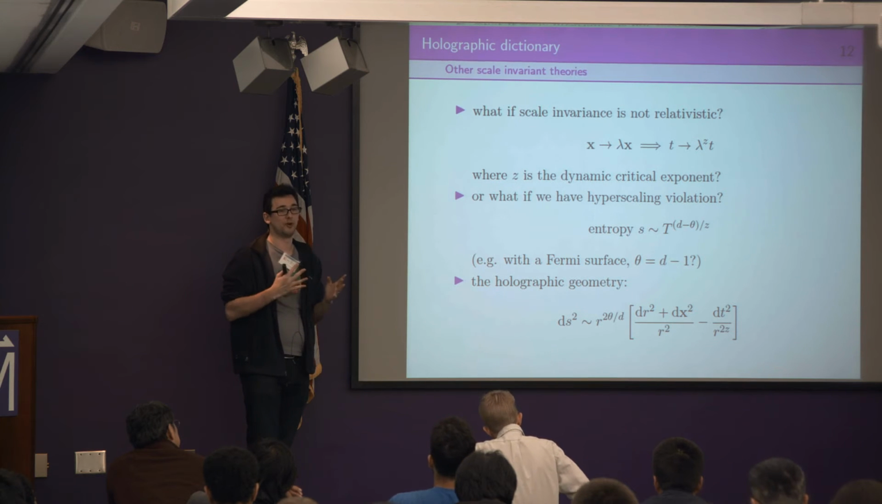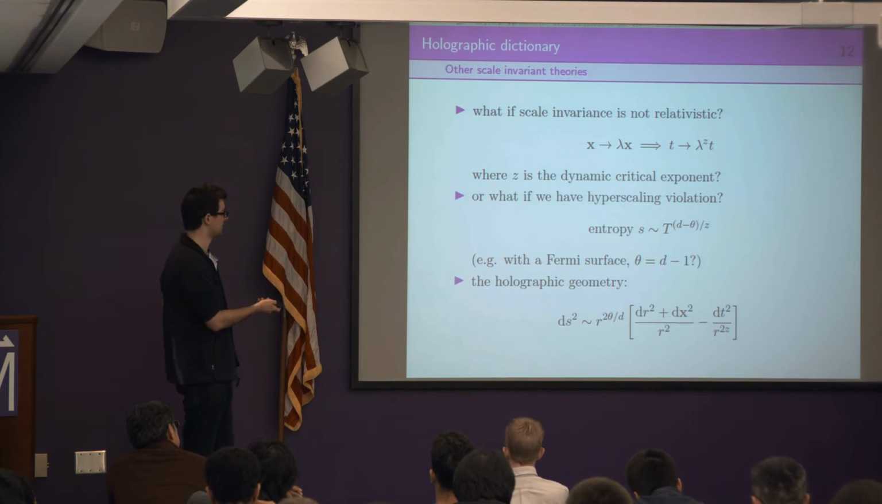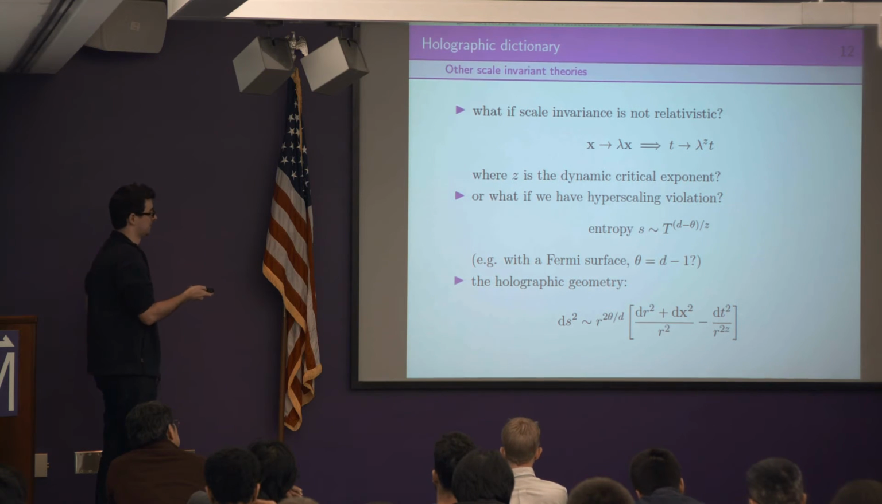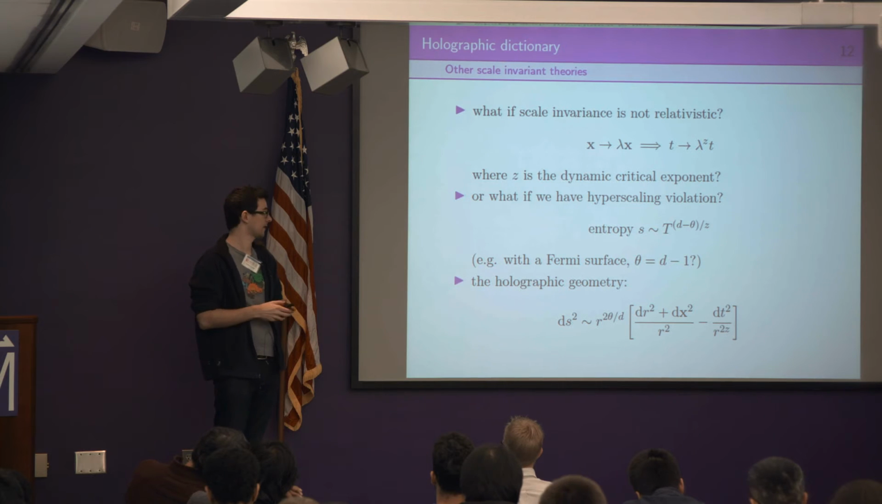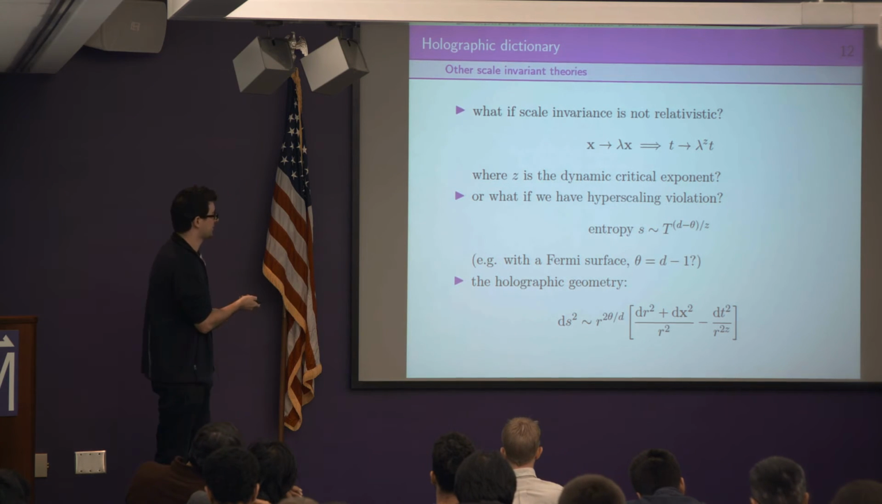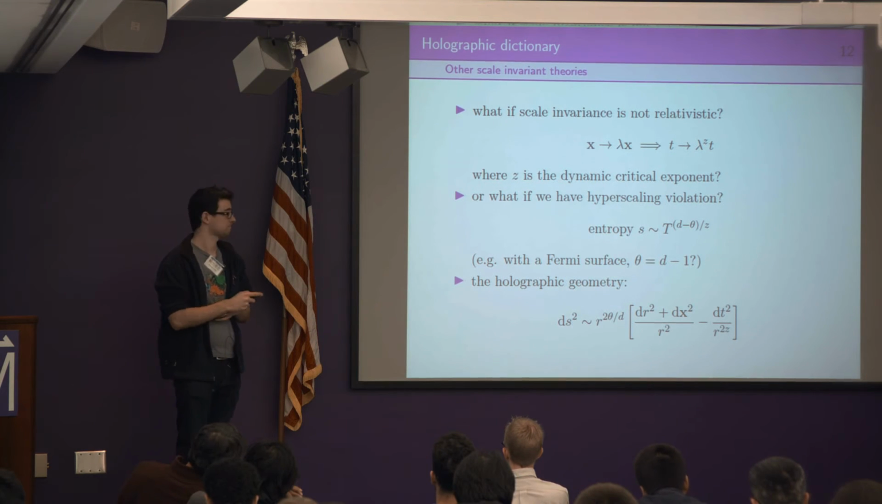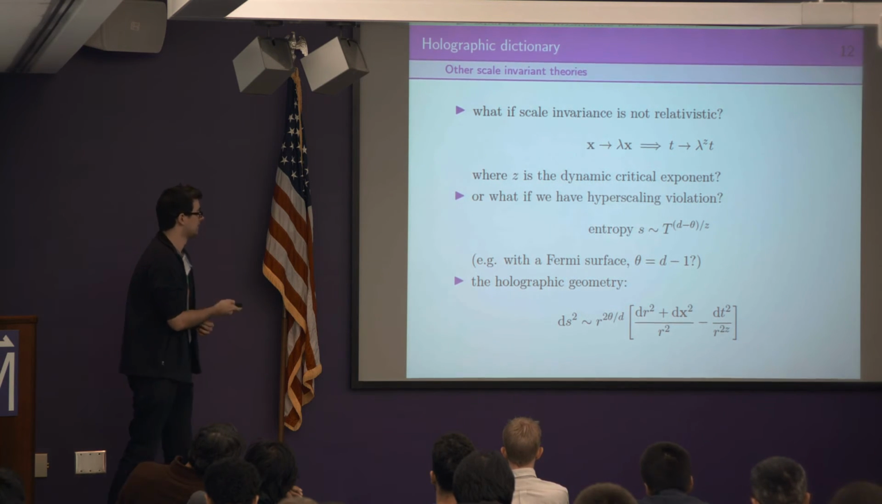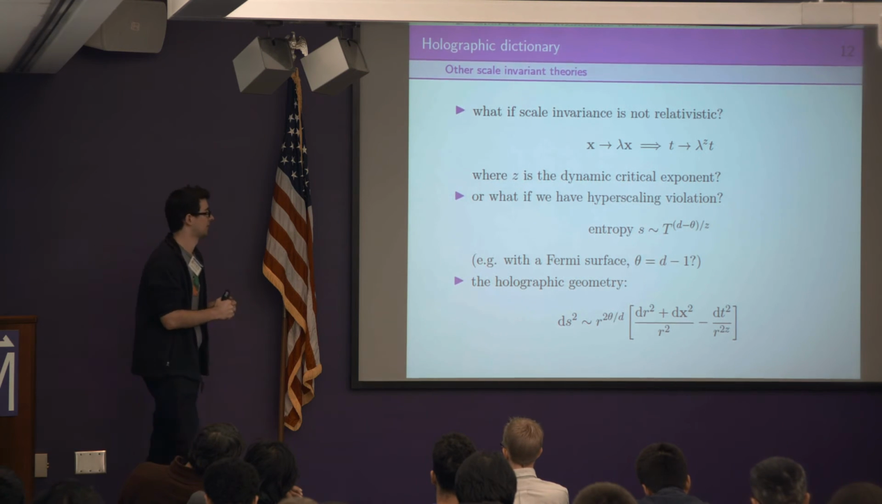I won't tell you what the bulk action is because I don't think anyone would really appreciate that. But you can write down metrics, and they're not too much more complicated than AdS. Okay? Like for the AdS metric, this metric is covariant under all of these scale transformations. So this geometry is encoding the symmetries, some of the symmetries at any rate, of our boundary theory.